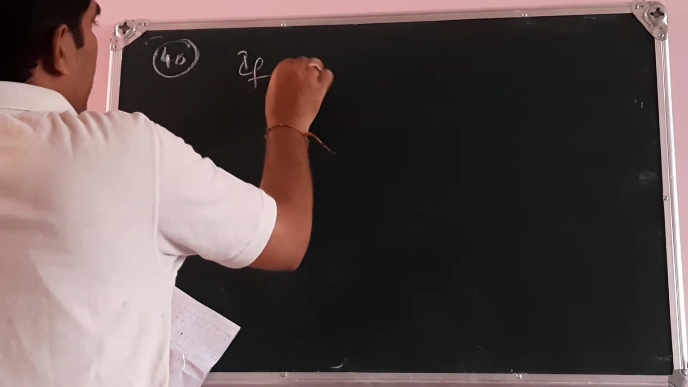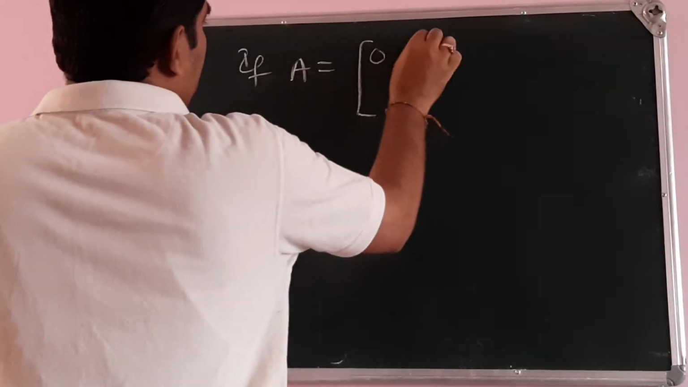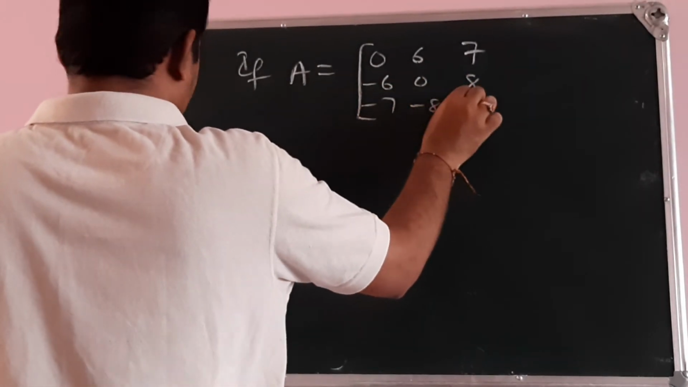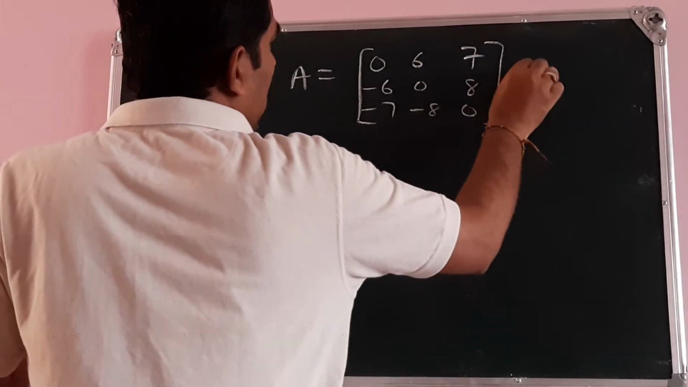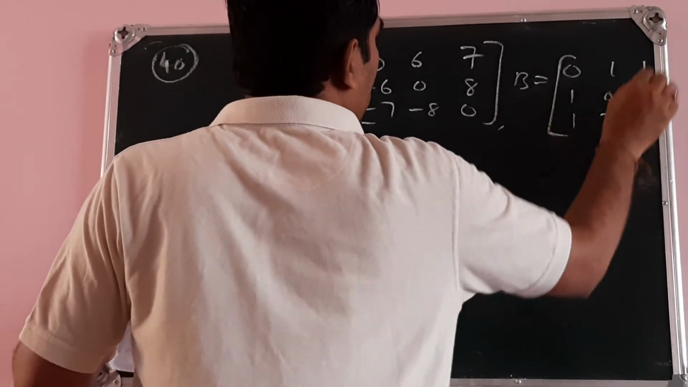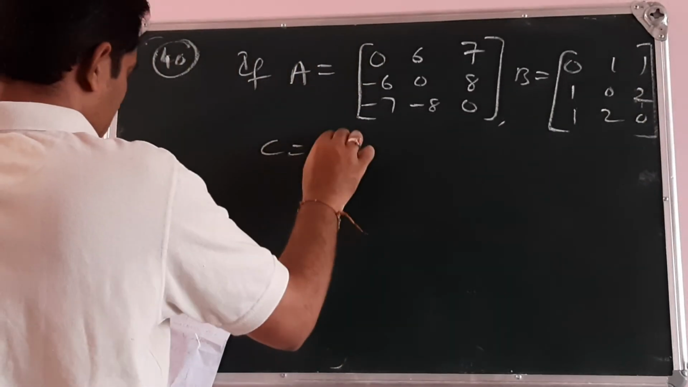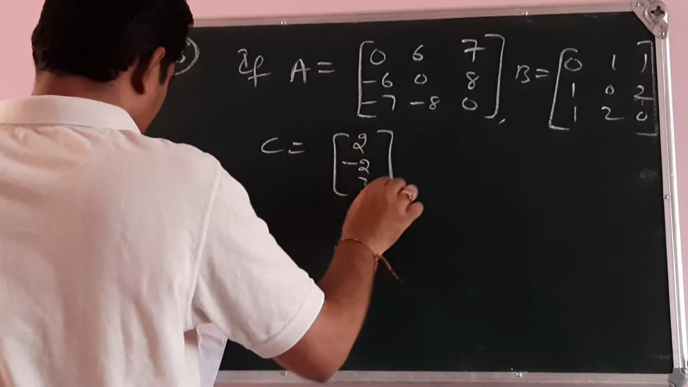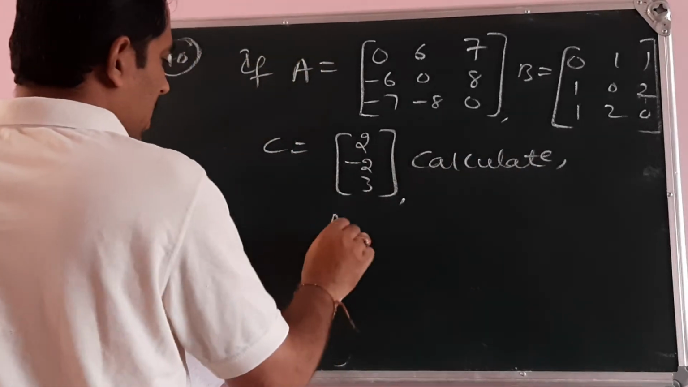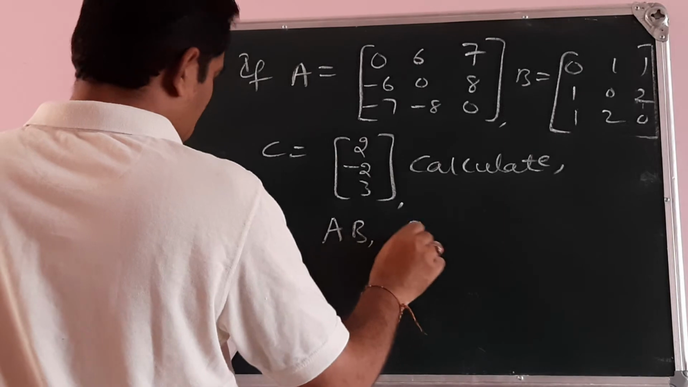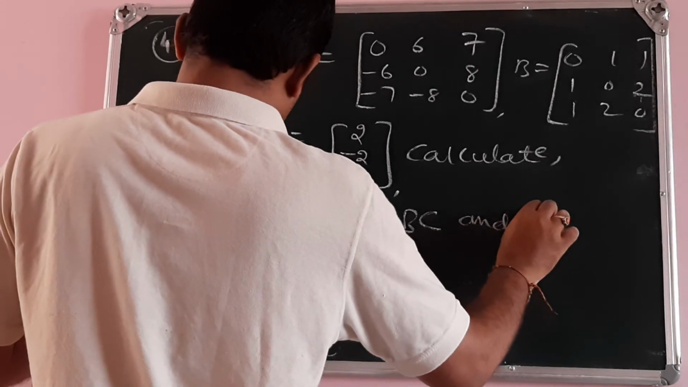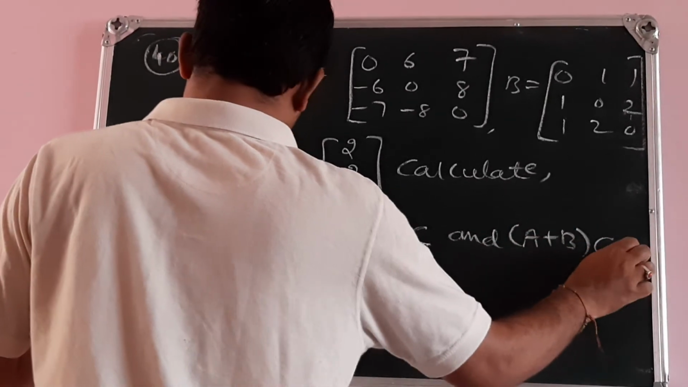If A is equal to 0, 6, 7, minus 6, 0, 8, minus 7, minus 8, 0. Then B is equal to 0, 1, 1, 1, 0, 2, 1, 2, 0. Another matrix C is given: 2, minus 2, 3. Calculate AC, BC and A plus B into C.